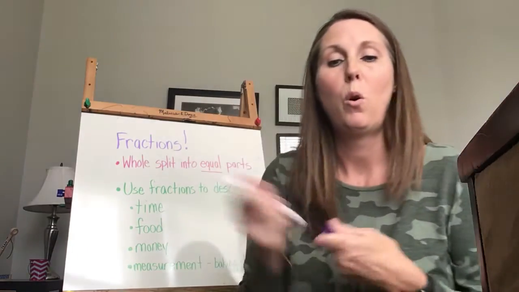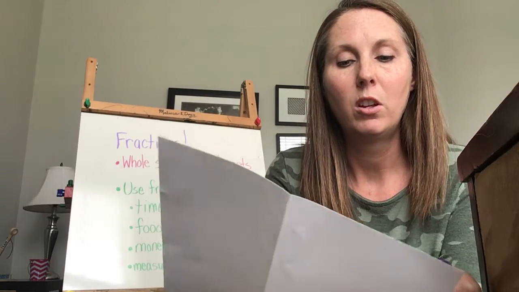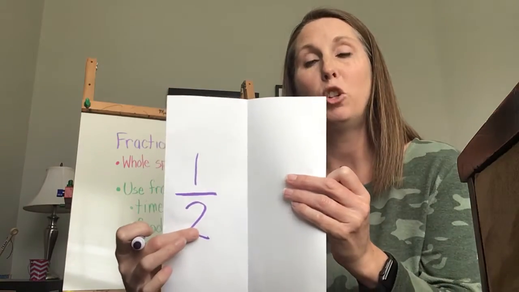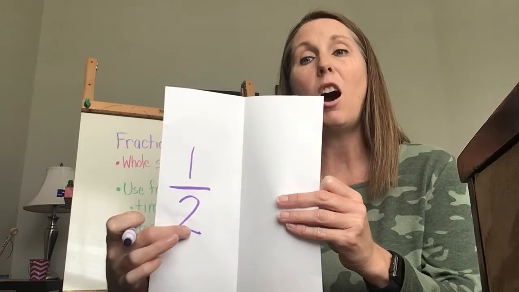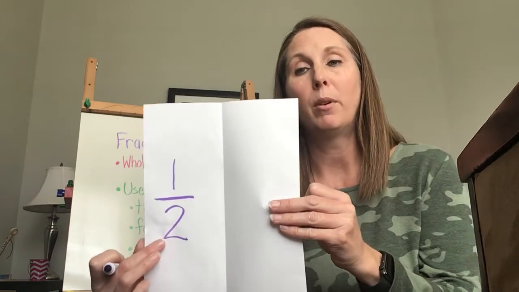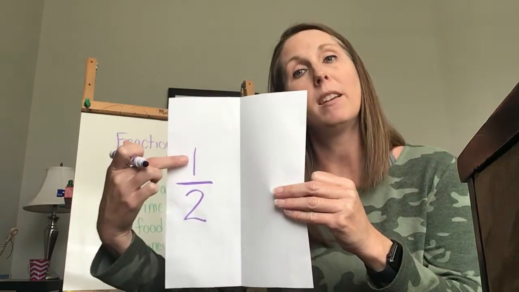Use this purple. 1 part out of 2. So I wrote my fraction, 1 part out of 2. My total number of parts is always at the bottom. It's called the denominator. It's the bottom number. And so I've got 2 parts, so my 2 goes there, and then this half is only 1 part.